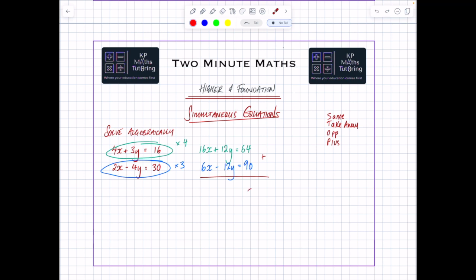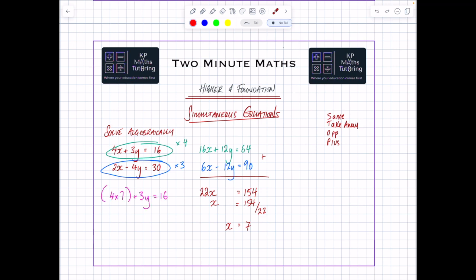I draw my line under, and basically what I'm doing is 16 plus 6 to get 22. 12 plus minus 12 cancels out, and then 64 plus 90 gives me 154. Then I solve that for x, and you end up getting x as 154 divided by 22, because I take the 22 over and divide. x is equal to 7. That's your second mark. So we picked up a mark here and we picked up a mark here.